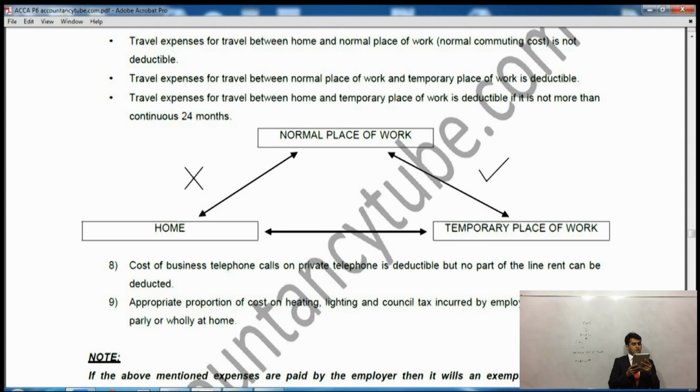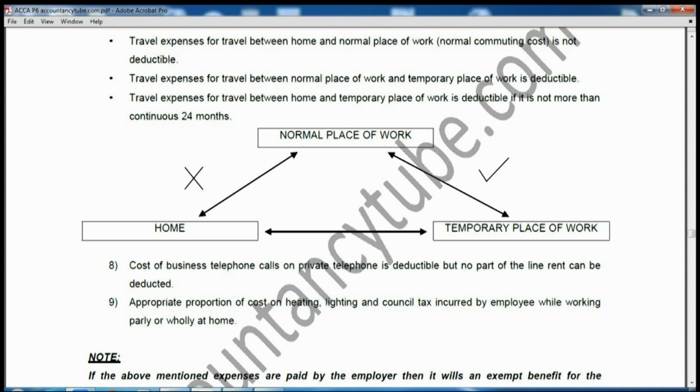However, it says travel expense for travel between normal place of work and the temporary place of work. So for example, if your employer is saying that please go to that office in another part of London, then what happens? The travel expenses between normal place of work and temporary place of work. So you are going from normal place of work to a temporary place of work, from this office to that office, then it will be deductible.